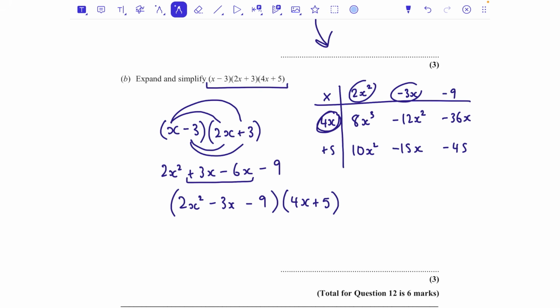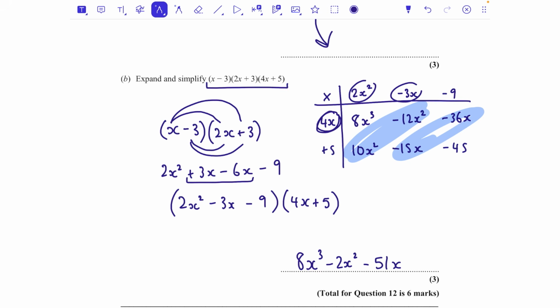And we're now going to collect up those like terms, and you can see them there and there. So my final answer is going to be 8x cubed, that's the only x cubed term, minus 2x squared, minus 51x, coming from these two, and then minus 45 for 3 marks.